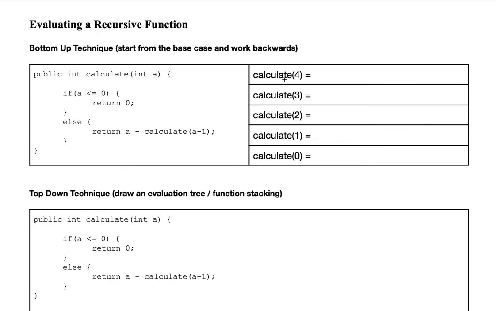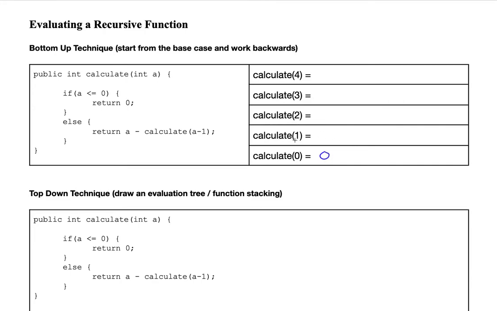When we call the calculate function, we go over here, and if we put in 4, 4 is not less than or equal to 0, so we're not going to do this. We'd have to go down and do the else, which calls the recursion again. Now that seems like a lot of work to do, so let's actually start at the base case and work backwards. We know that if the input is 0, this function is going to return the number 0.